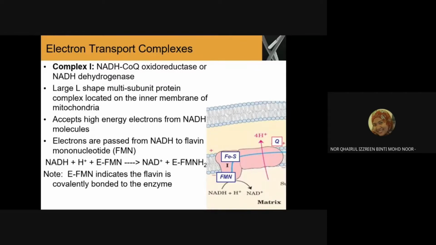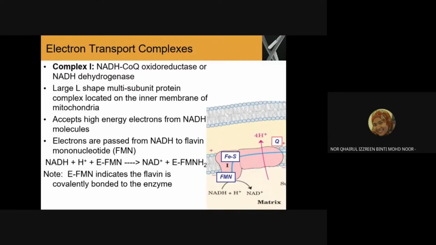So this Q here will become QH2, okay? Alright, the one that moves from one to another is 2 electrons, but as well as hydrogen ion, H plus here. That is why toward the end, the coenzyme Q from ubiquinone becomes ubiquinol, QH2. Okay, so as the electron moves through the series of ferrum sulfate clusters, the enzyme complex uses this electrical work to pump 4 hydrogen ions.